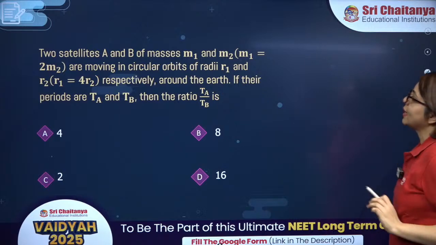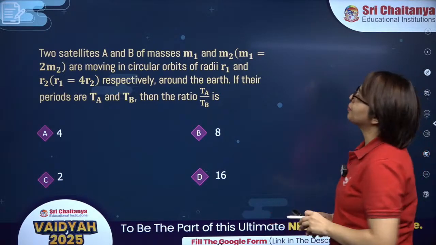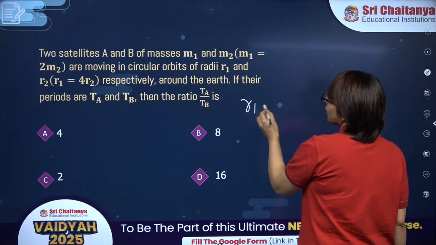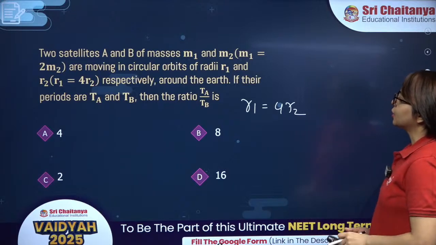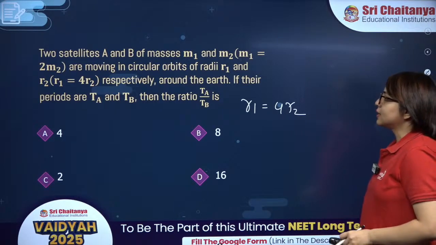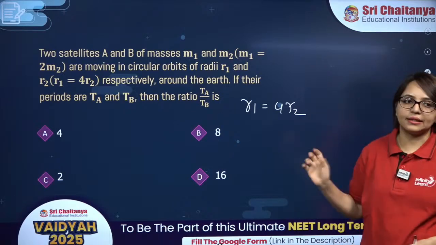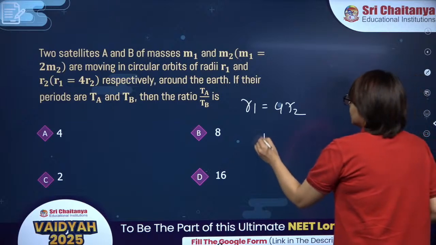Two satellites A and B of masses m1 and m2, where m1 is 2 times m2, are moving in circular orbits of radii r1 and r2, where r1 is 4 times r2, respectively, around the earth. If the time periods are Ta and Tb respectively, then the ratio of Ta to Tb is, again this is from gravitation, Kepler's law. Try this one.